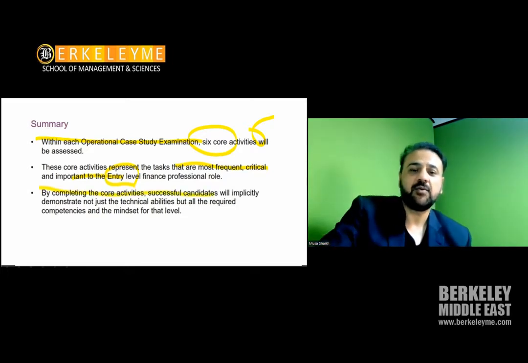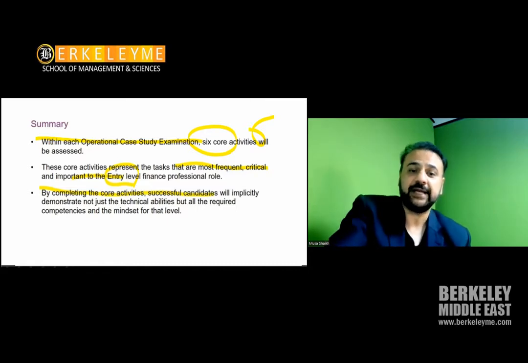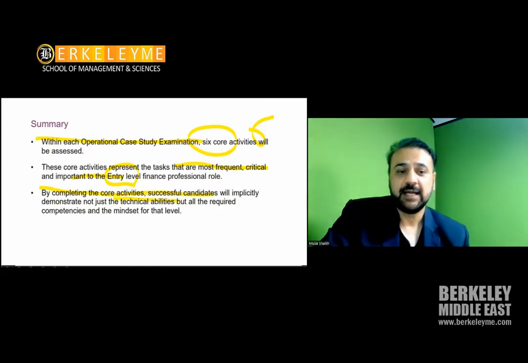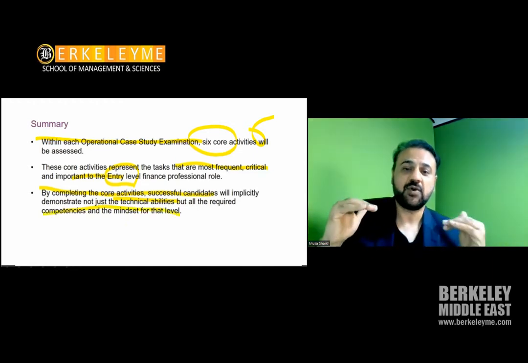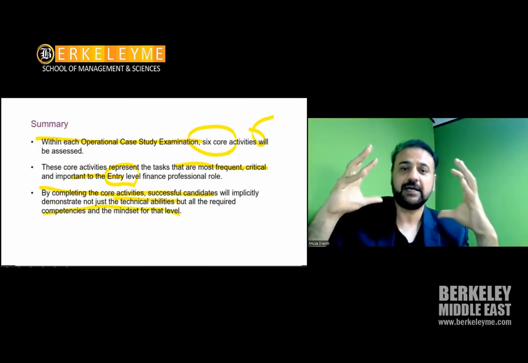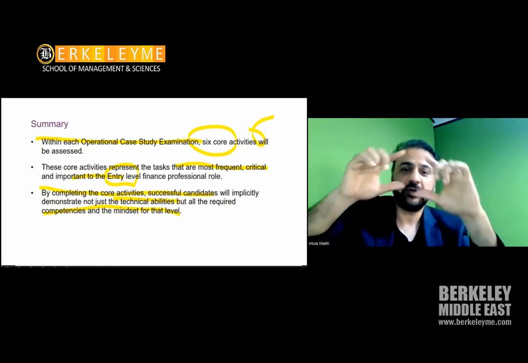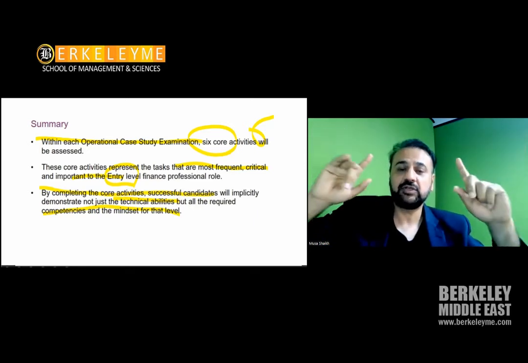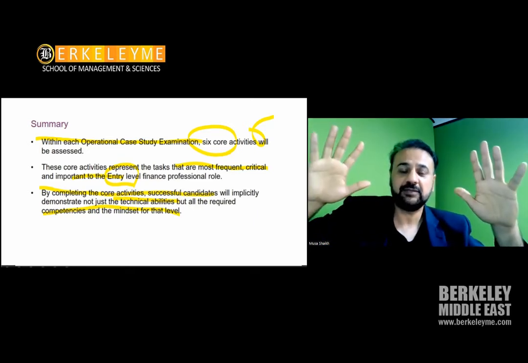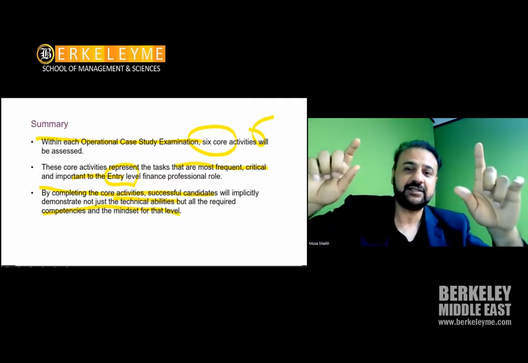By completing the core activities, successful candidates will demonstrate not only the technical abilities, but also acquire the competencies that are required for the next level. So the CIMA course is more organized level-wise. In strategy, we discuss only strategy. We don't solve any questions. We don't do numerical calculations. We go only for strategy.